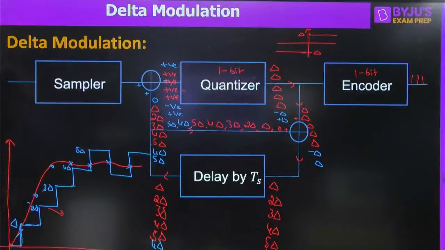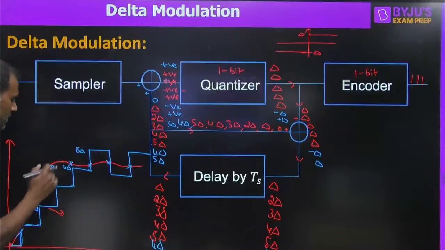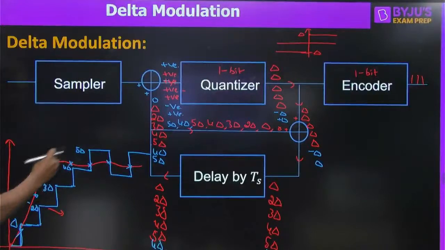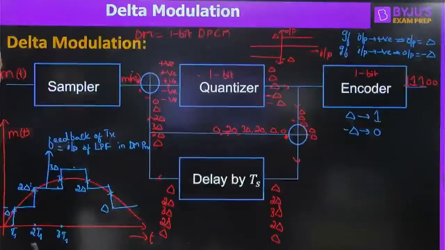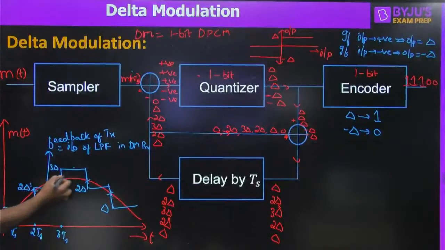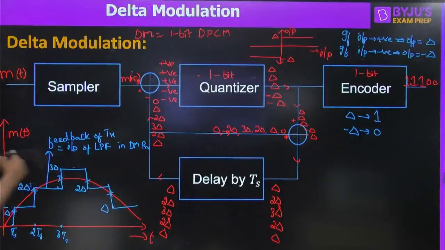Here what is happening? Staircase is trying to catch the signal. This is the signal. This is how the signal is changing. The way the signal is changing is faster. That is why the staircase is not able to catch it. Correct or not? The speed at which the signal is going and the speed at which staircase is going, they are not matching. In the previous example that I have taken, in this signal, the speed at which the signal is going and the speed at which staircase is changing, both are matching. That's why there is no error here, or error is very small.